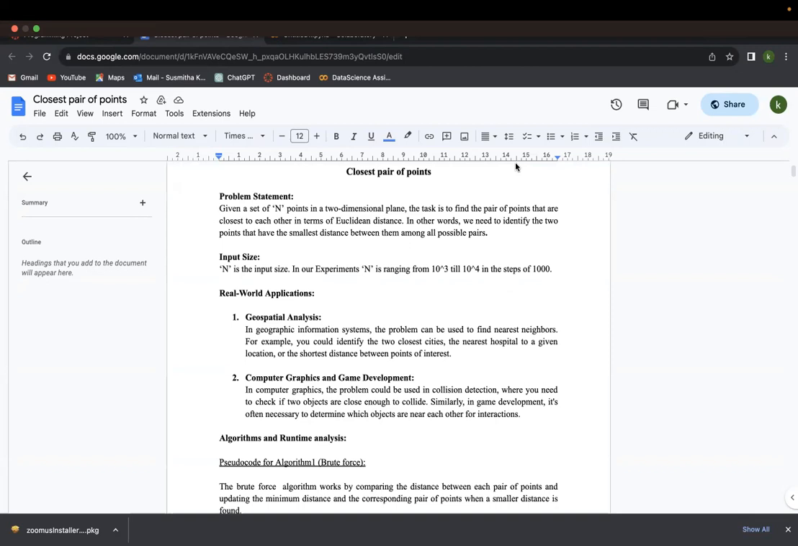Say there are 4 points: A, B, C, and D. In the first for loop, we take A, B; A, C; and A, D. Then in the second for loop, we take B, C and B, D. Then it goes to the third for loop, where it takes C and D.